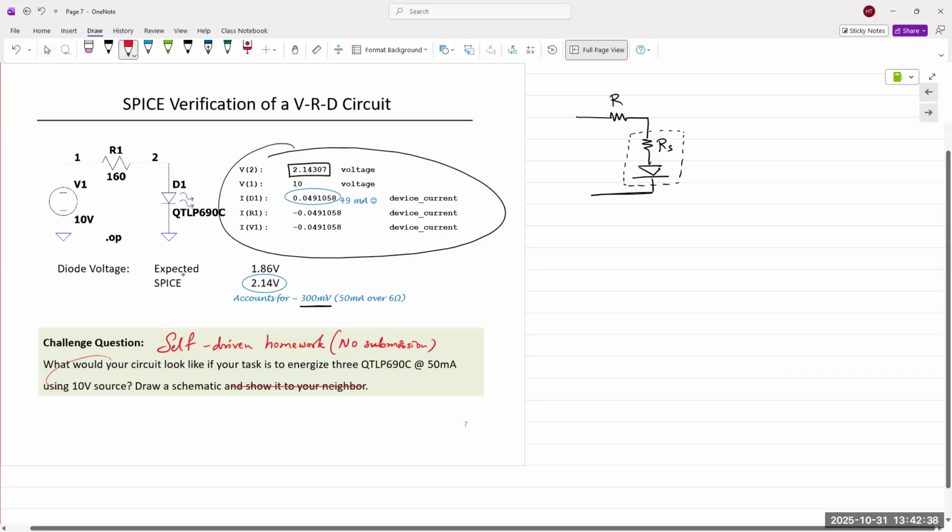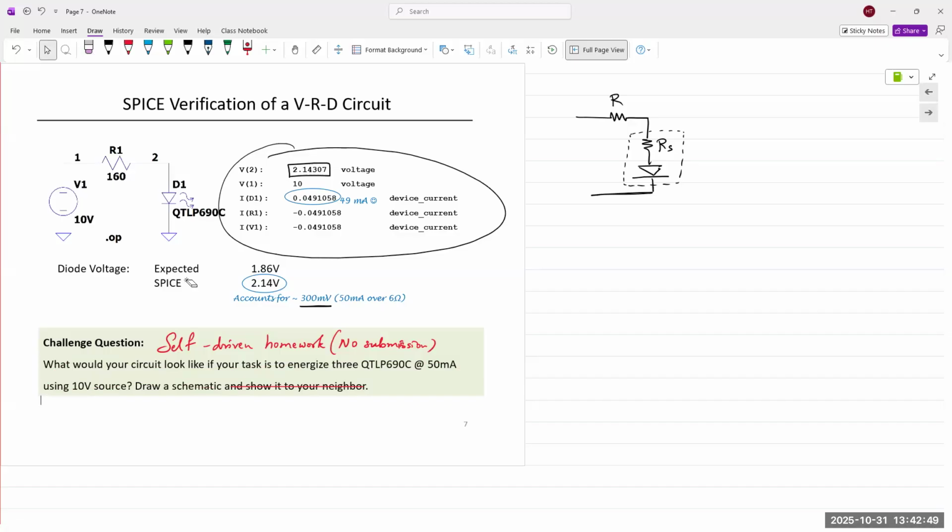So you can simulate this using 3 such diodes in series and limit it to 50 milliamps using the same 10-volt source, and see if you can come up with an answer. All right.